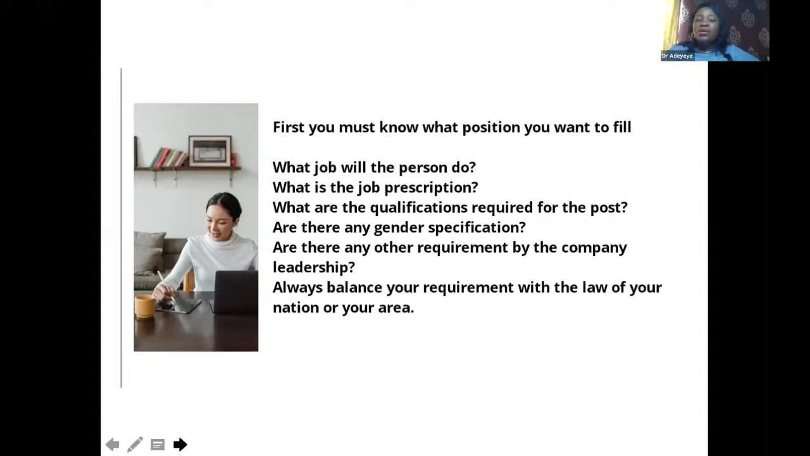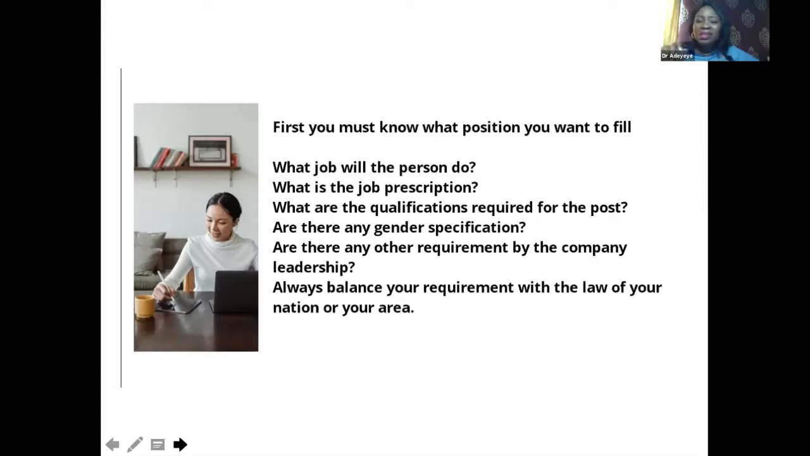Are there other requirements by the company leadership? Some companies may say that, because we are in a particular location, we must give a quota of maybe 40 or 50% to natives of that community. That kind of thing, you have to specify. But for some, there's nothing. So if there's nothing specific about that position, you don't have to put it there. But if you have specific requirements, then you have to put it there. Always balance your requirement with the law of the nation or your area.